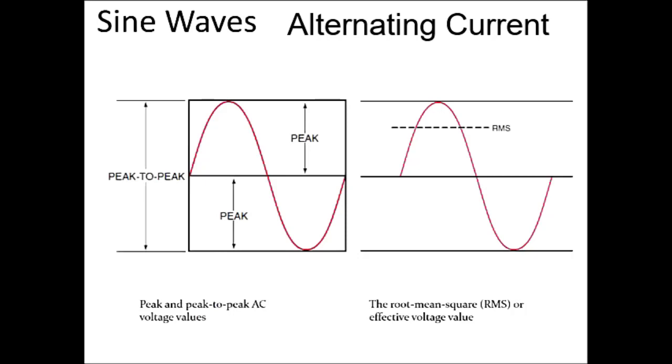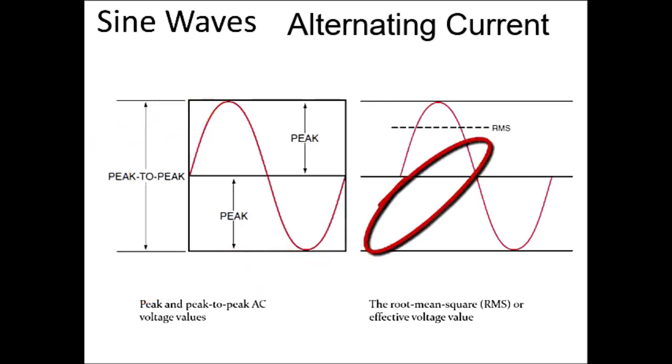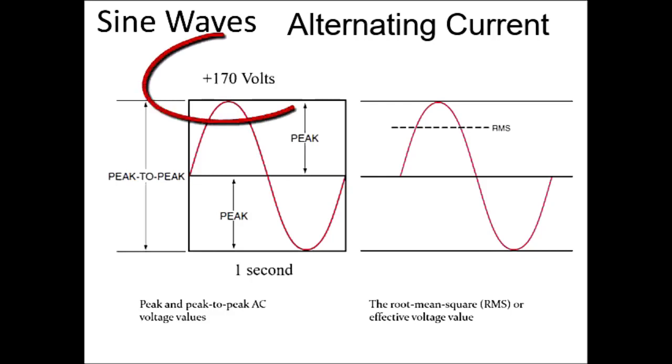The sine wave graphically represents alternating current through 360 electrical degrees. It represents the voltage generated as a conductor is rotated within a magnetic field. It shows the peak-to-peak voltage values and the effective voltage, which is RMS, which stands for root mean square, and RMS value is equal to 0.707 times the peak voltage. Our peak voltage is 170 volts.